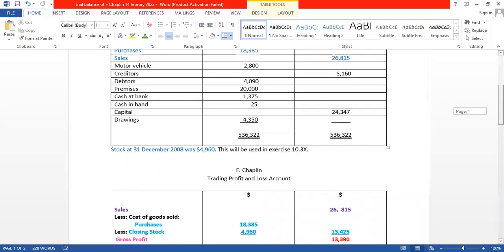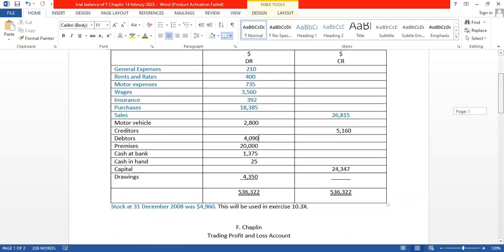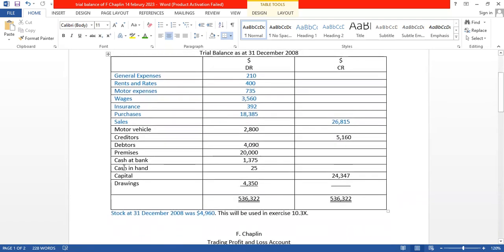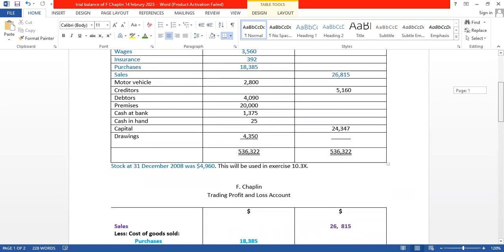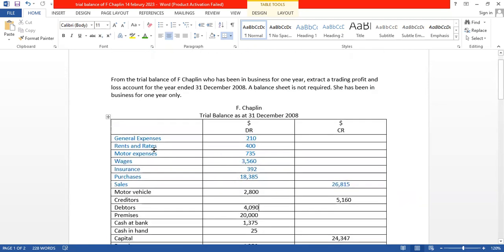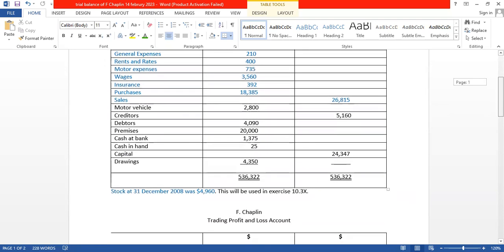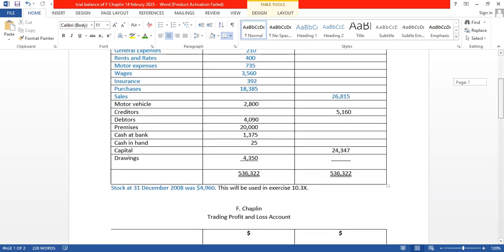I want you to also note that the reason why I have put some in blue and some in black is just to color code it to make it look different from the information that will be put in the balance sheet. So all this information here in the blue will be placed in the trading and profit and loss account, while everything in the black will be put in the balance sheet.